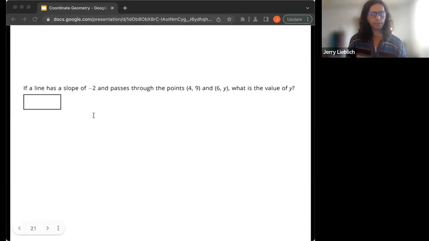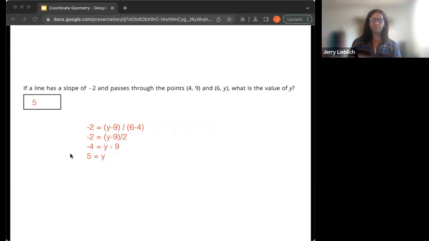So here we're going to use our slope formula, but we're going to use it kind of backwards. We know the slope is -2, and that's going to be the change in y over the change in x. So -2 equals y minus 9 over 2. Multiply both sides by 2. Add 9 to both sides, and we get our y equals 5. So same formula, just using it a different way.